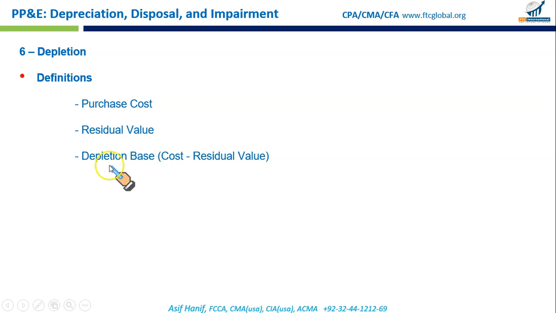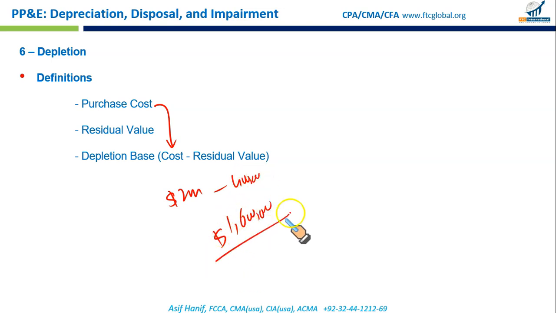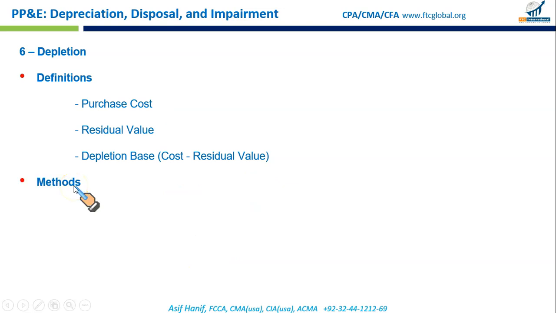Depletion base is the same as the depreciable base we discussed in the previous areas of various assets, property, plant and equipment. So basically this is the amount we discussed here, $2 million less any residual value, let's say $400,000, so it's $1.6 million is the depletion base, which is the same as the depreciable base. Then we have methods of depletion.